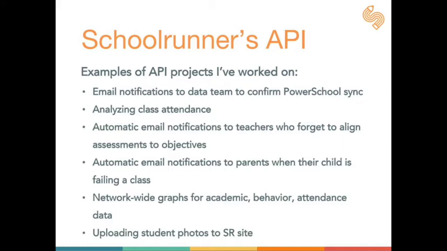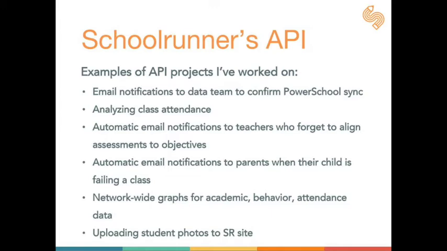Email notifications to teachers who forget to align their assessments to objectives. If you attended Ethan's session this morning on auditing data, that's something that could be really helpful. Email notifications to parents when their child is failing a class. And I'm working on a project right now to generate notifications to parents when a child gets a lunch detention. Being able to generate network-wide graphs for academic, behavior, and attendance data. On the analysis page it can be tricky to compare data across schools, but you could totally do that if you pull the data from the API. Even things like uploading student photos to Schoolrunner's website you can do through the API.